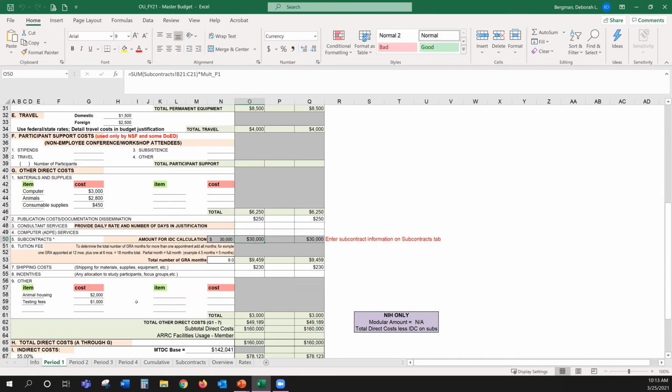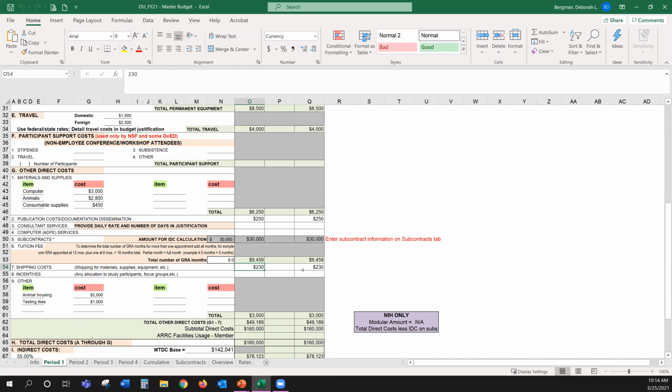Okay, that brings us to tuition remission. Tuition remission, you enter the total hours that graduate students are working on the project in this white one, the N53. And then the spreadsheet will automatically calculate the tuition expense. So if you have 2 students working 12 hours each, you would put 24 here, and whatever total works for the students, and it'll multiply it out.